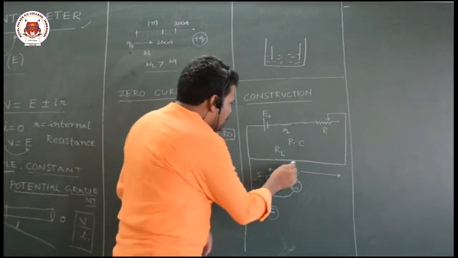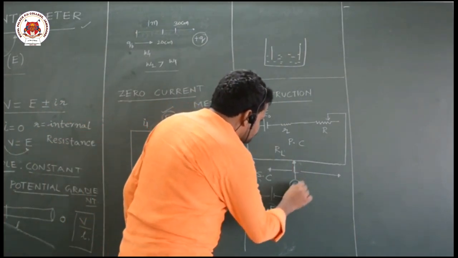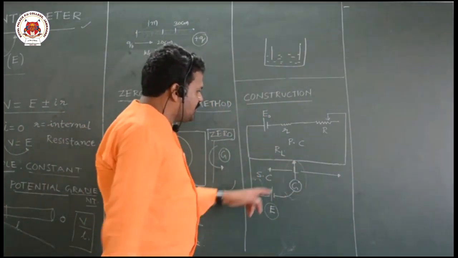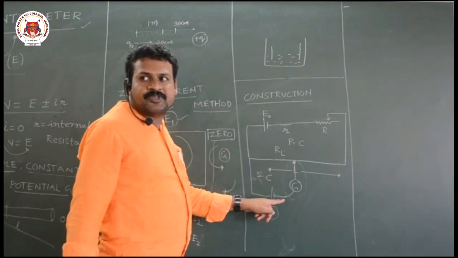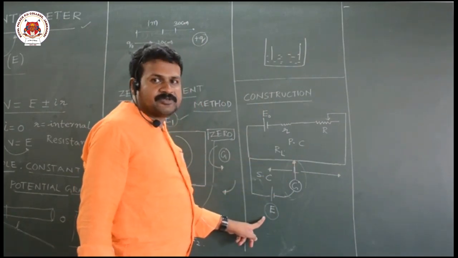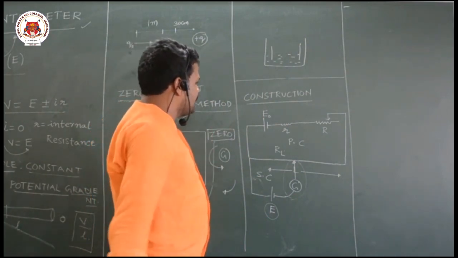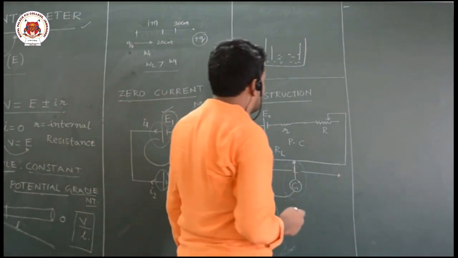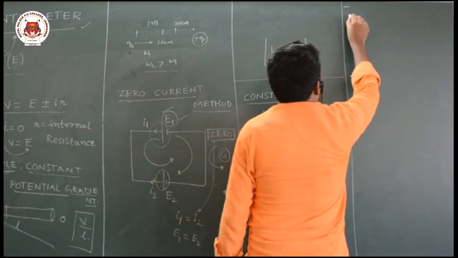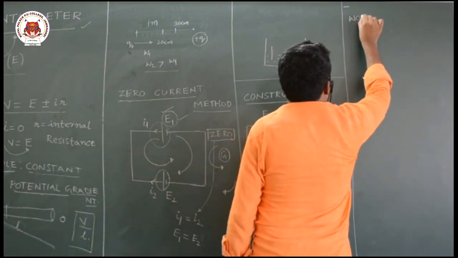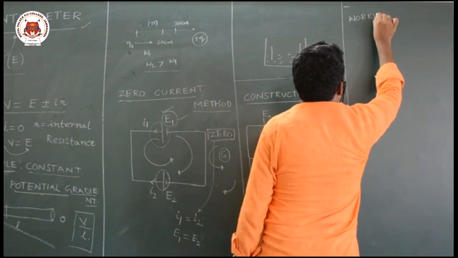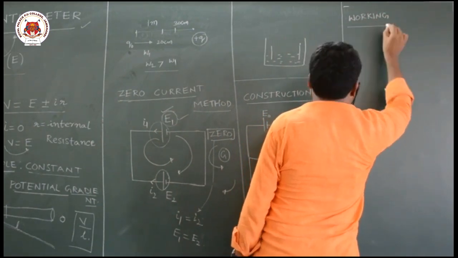So let us consider here current is flowing. If I make the current flow here as 0, then I can measure the EMF of the cell. That is the zero current method. You can observe here how it works and how it can measure the potential difference across the cell.